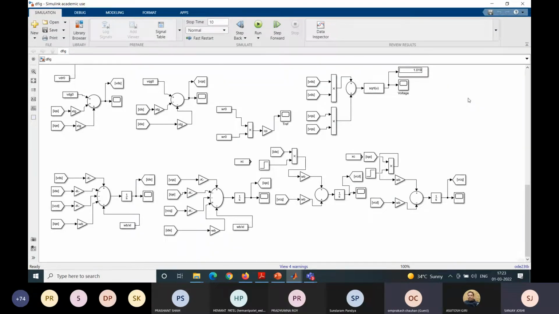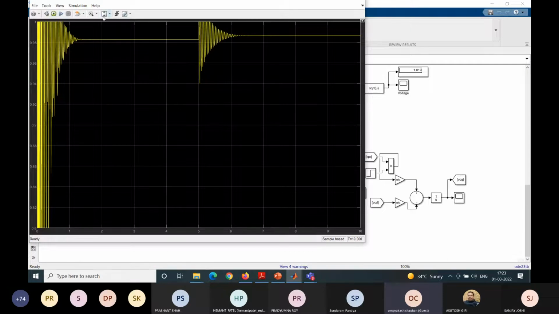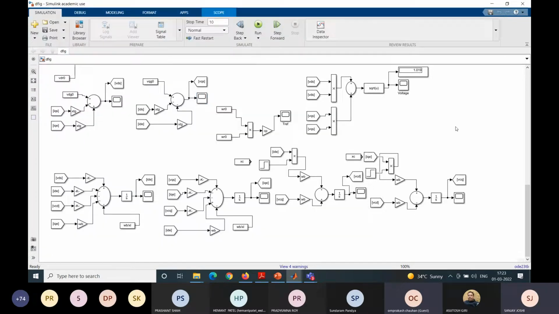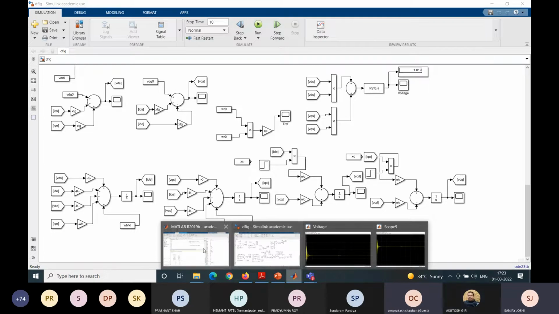But the other way, if you are running the case of a stable system, then you will see stable waveforms in all the scopes. Like for example here, I open this scope. You can see it is a stable case. Another waveform, right? Okay, now I will run the unstable case.